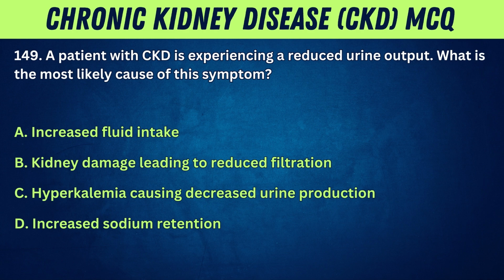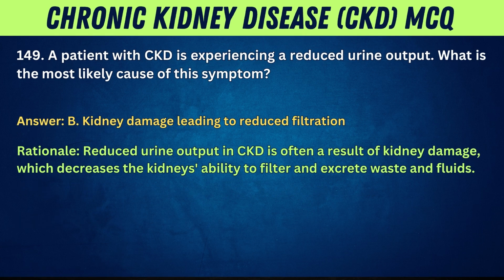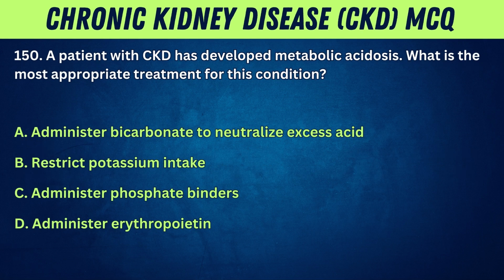149. A patient with CKD is experiencing a reduced urine output. What is the most likely cause of this symptom? A. Increased fluid intake. B. Kidney damage leading to reduced filtration. C. Hyperkalemia causing decreased urine production. D. Increased sodium retention. Answer: B. Kidney damage leading to reduced filtration. Rationale: Reduced urine output in CKD is often a result of kidney damage, which decreases the kidney's ability to filter and excrete waste and fluids.